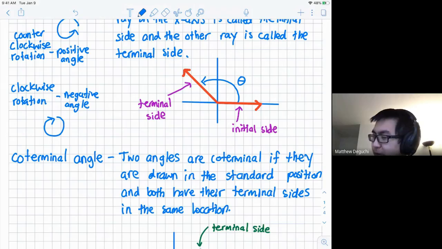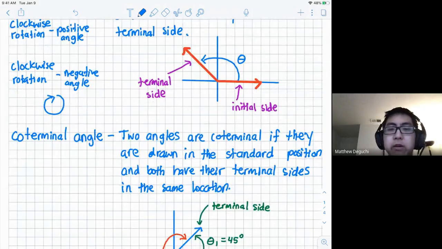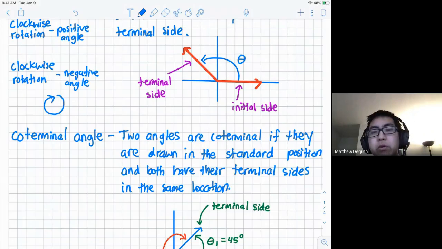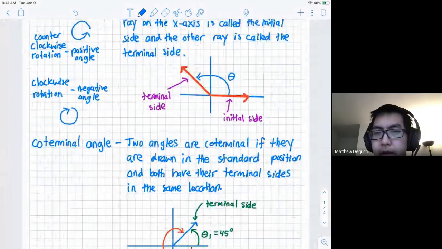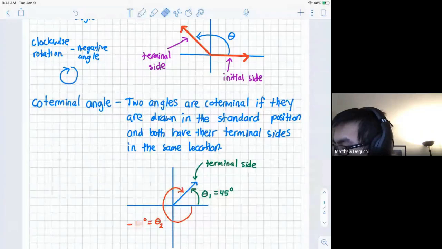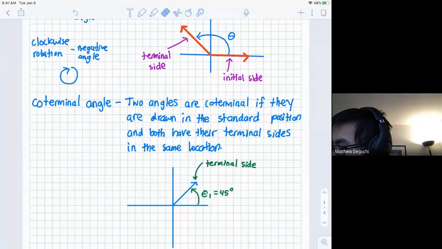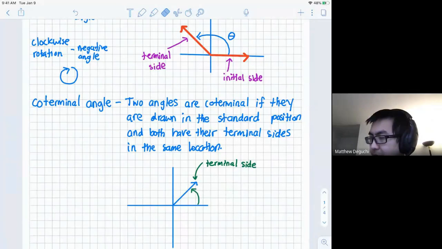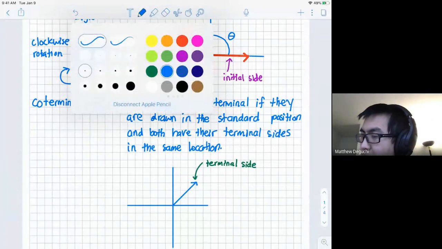Okay, so let me repeat this. Two angles are coterminal if they are drawn in the standard position, which is like this, right? Having an initial side, terminal side, and both have their terminal sides in the same location. So let me go down to show you guys this. And I'm going to erase this so that you guys don't get overwhelmed at first. Okay, so there is a terminal side right there. This is what it means to be coterminal.